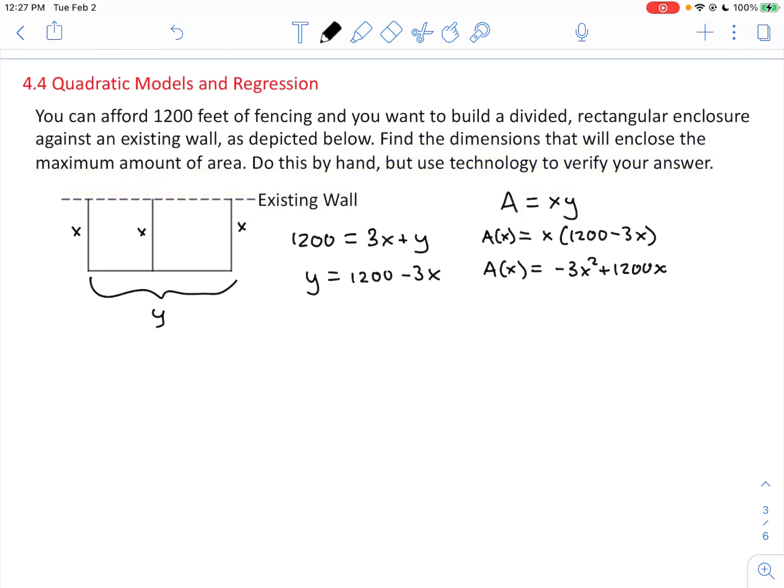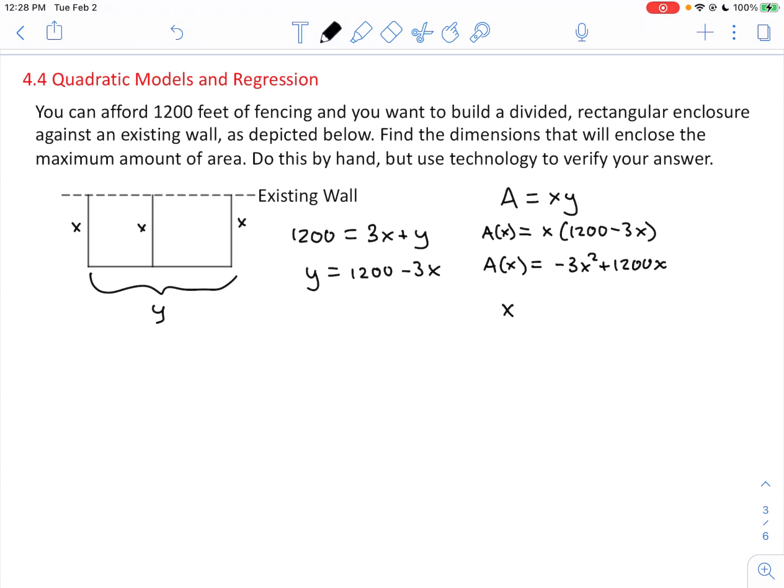Okay, a couple things to notice. What's the largest x could possibly be, and what's the smallest it could possibly be? Well, if x is 0, you devote all 1,200 to the y, then you won't have any area. So we're going to say that x has to be in the interval from 0 up to, and what's the largest x could be? Well, knowing that we have 3 x's, and we had 1,200 feet to begin with, 400 feet would be the largest x could be, but it's not a good choice of x because if you use all 1,200 feet of fencing just to do these 3 pieces here, then you have nothing left over to do this piece and you would have 0 area again.